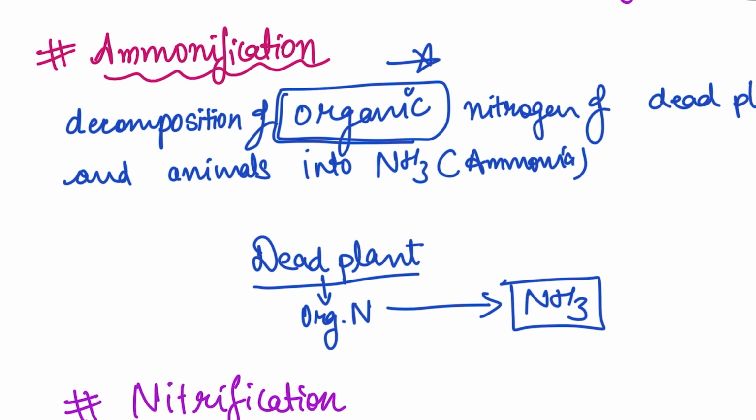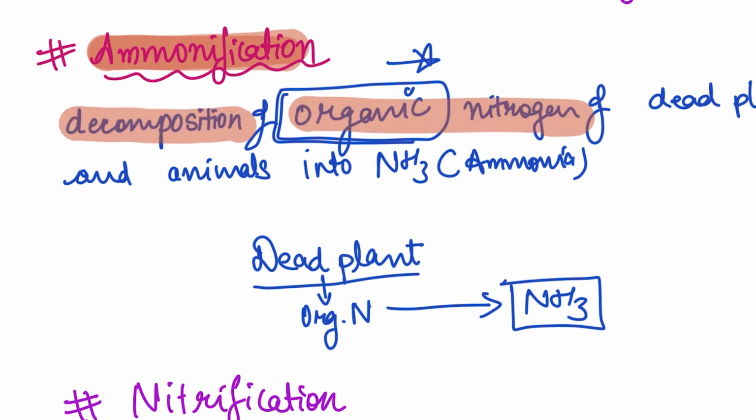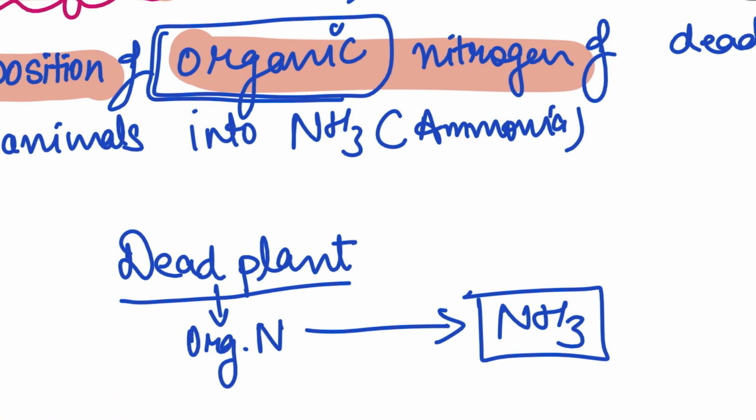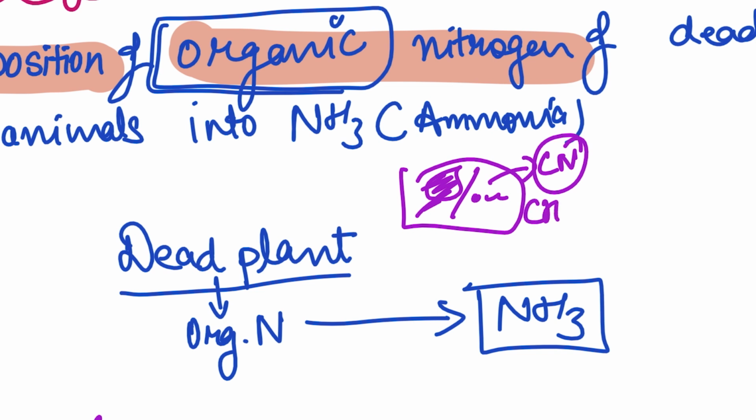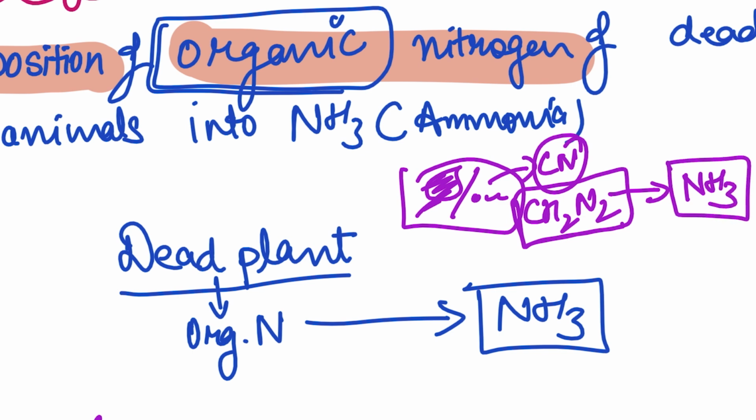Now we come to ammonification. What is the process of ammonification? It is a decomposition of organic nitrogen, not gaseous nitrogen. For example, a dead plant or any dead material contains nitrogen in various organic forms, right? I am giving some example, not in reality. For example, this is the organic form of nitrogen. This organic form is converted to ammonia.